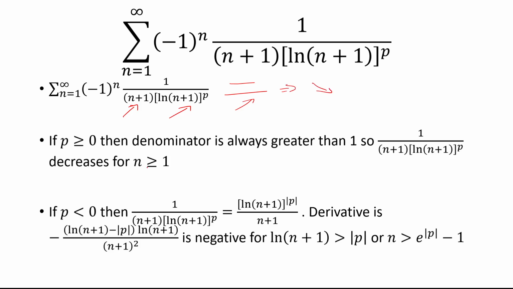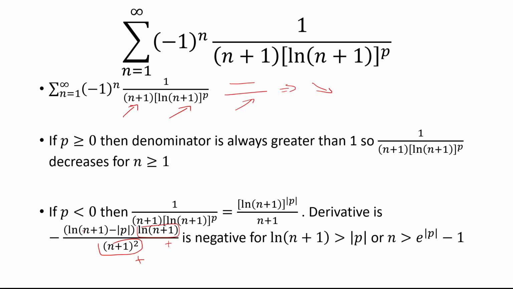And now we have to consider when p is less than 0. So if p is less than 0, then we can bring the natural log of n plus 1 into the numerator, and then we'll just put the absolute value of p, since p is negative. You take the derivative, you get this thing. We know that (n plus 1) squared is positive. ln of n plus 1 is also positive when n is greater than or equal to 1.